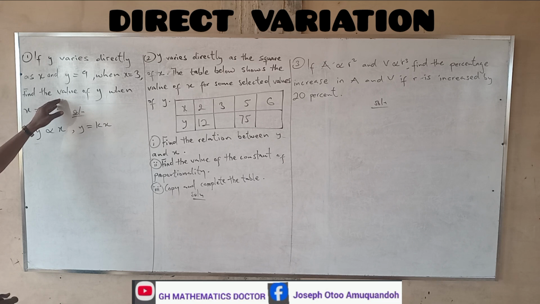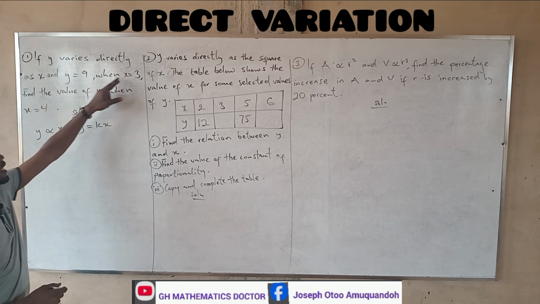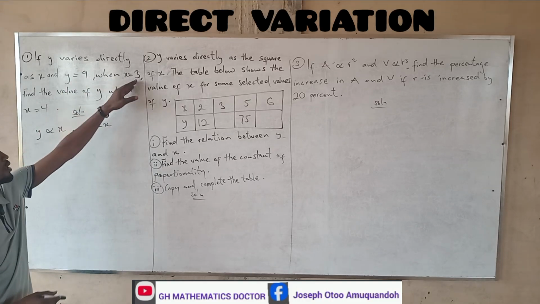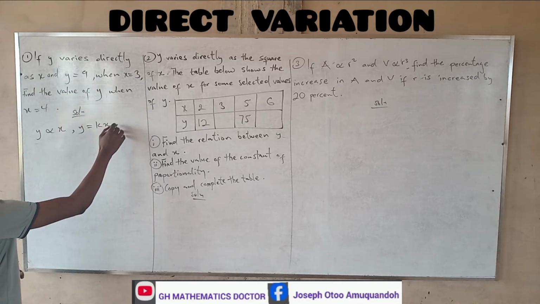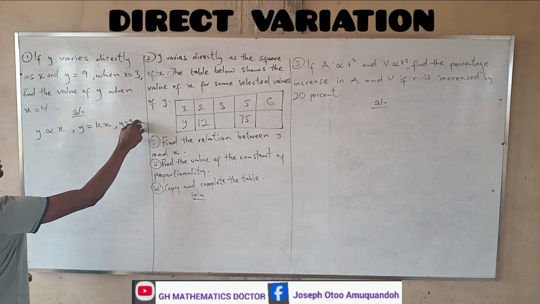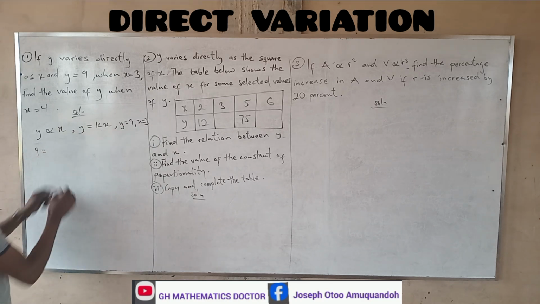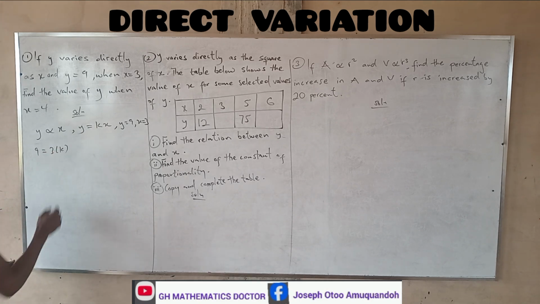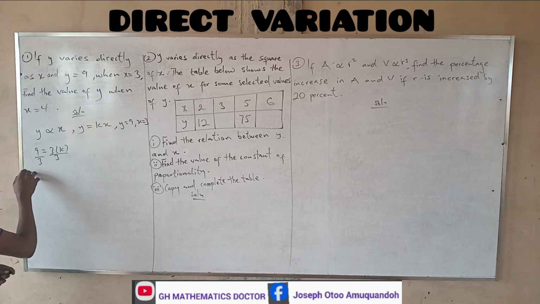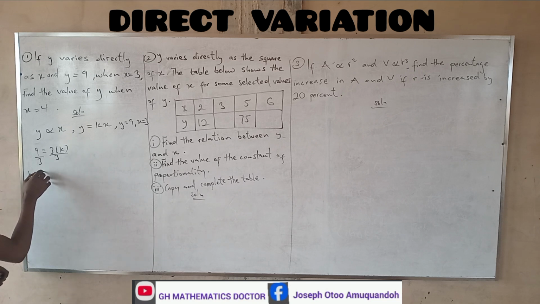From the question, they are saying that y is equal to 9 when x is equal to 3. So we are going to use this information to get the constant of proportionality. So we replace: 9 equals 3 times k. In this case, we are going to divide both sides by 3, and the constant of proportionality, which is k, will be equal to 3.